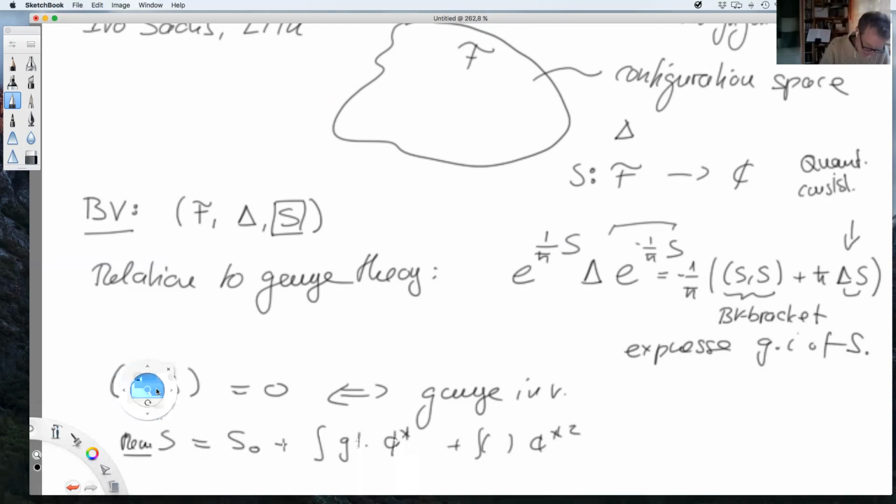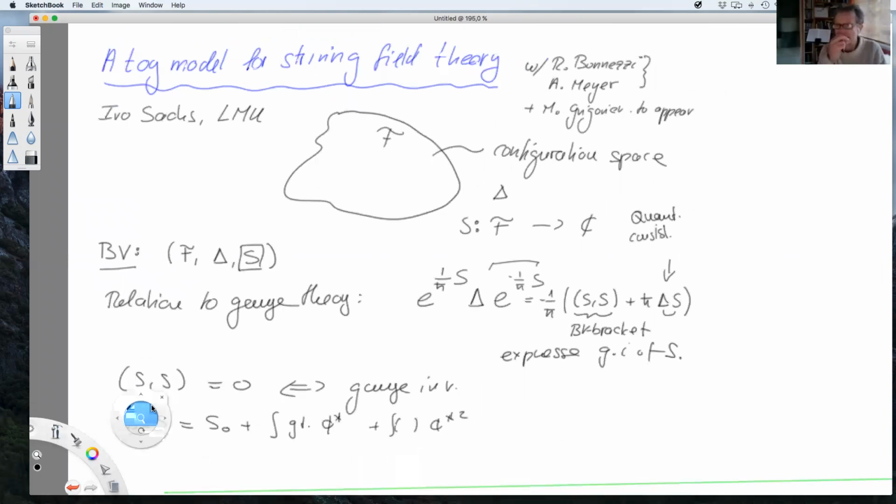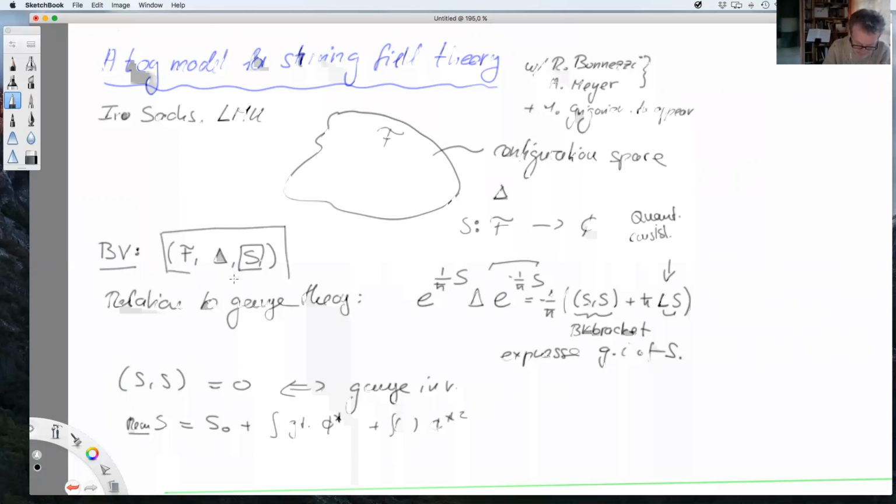Are there any comments or questions about this? So just go ahead. No? Okay, so I'm not actually going to use much of this. All I wanted to take home from here is that I want to assume this structure for a little while, that I have this structure of a space of fields, this BV differential and S.